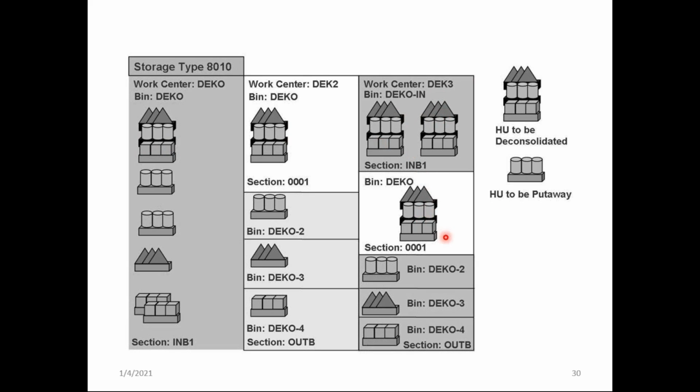So see here, all these are now deconsolidated. This is going into a different bin, this is a different bin, this is a different bin, and then from here all these will be put away into the bin. It's like breaking off the box when you receive it from the supplier.